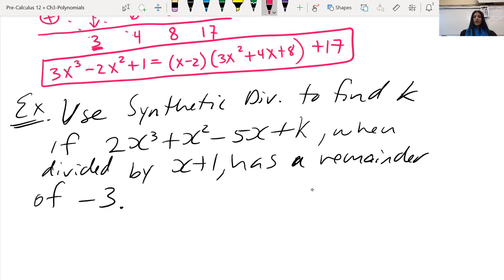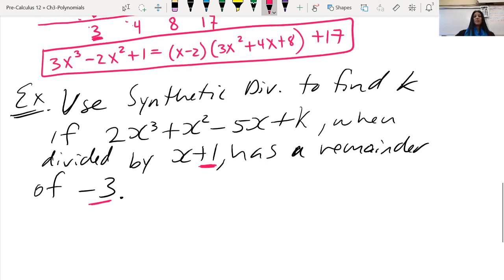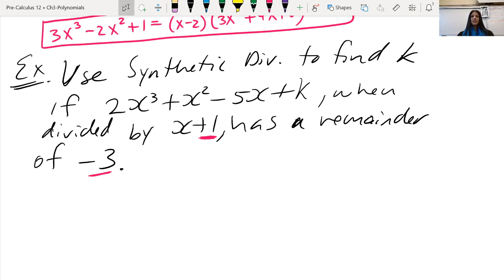It says use synthetic division to find k, and notice that this is looking a lot like the other questions, except there's a plus k at the end. So we don't know what the constant is. We need to figure that out. But this time we are still given what we're dividing by, and we're also told the remainder. So we're sort of working backwards to find the same information. Don't let things like this throw you off. Use the same step-by-step method.